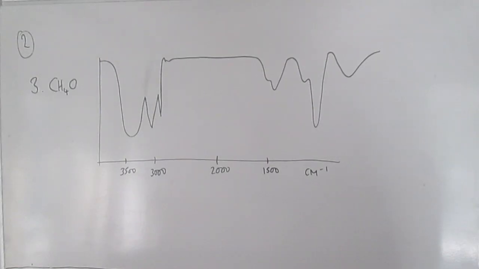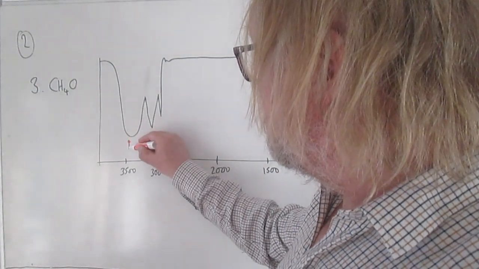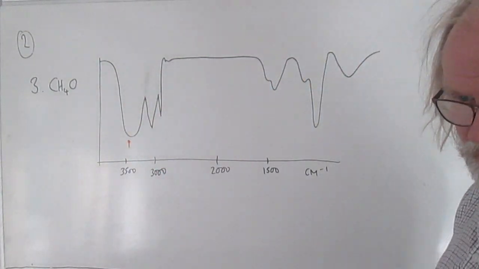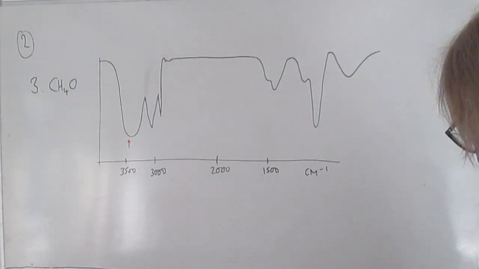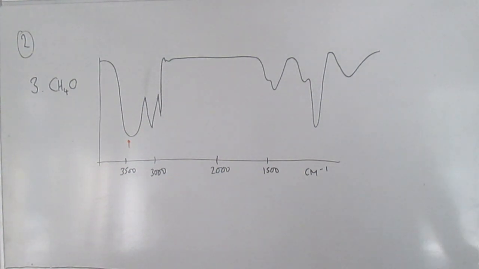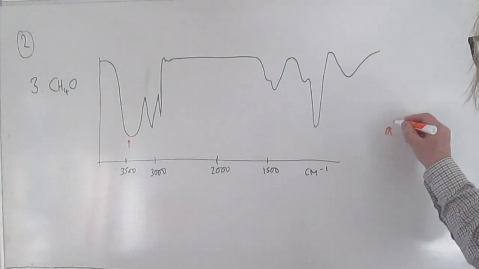Okay, spectrum 3 looks a bit like this, and this time the standout peak is this big one here, because if you compare that with spectra 1 and 2, you haven't seen anything like that in either of those. And if you look at your data sheet, what you'll see is that what that matches is what you expect for an alcohol OH, as opposed to a carboxylic acid OH, which is different in infrared.